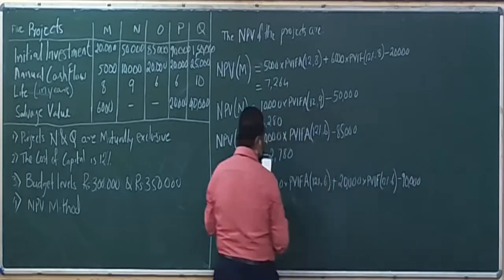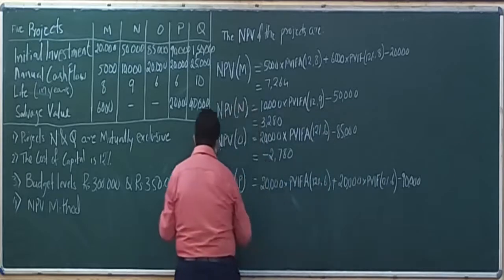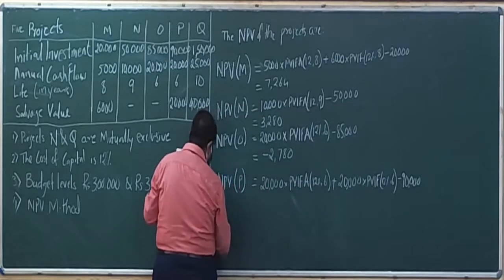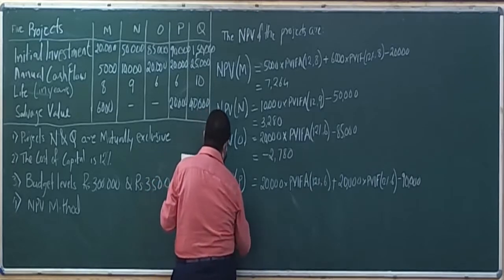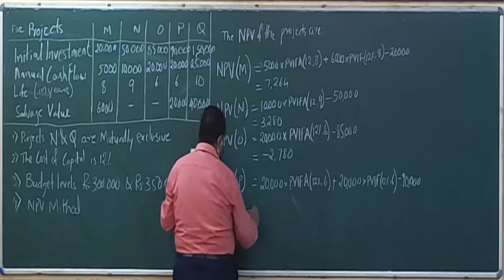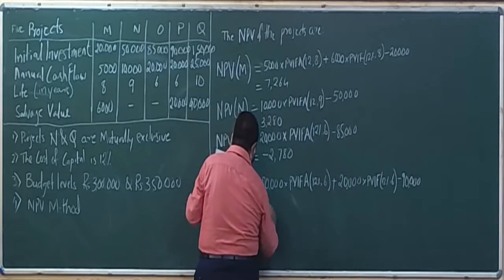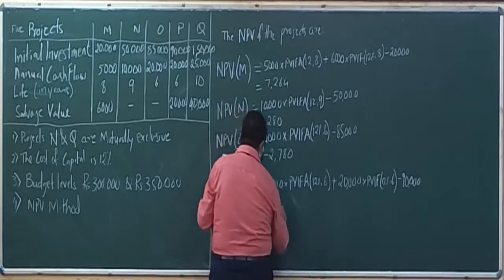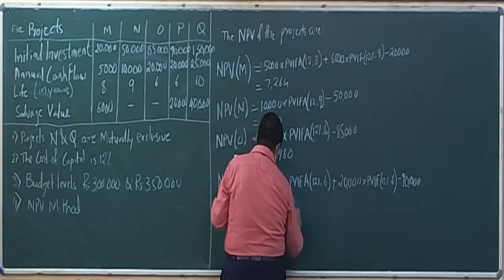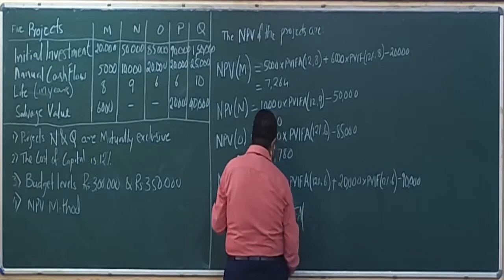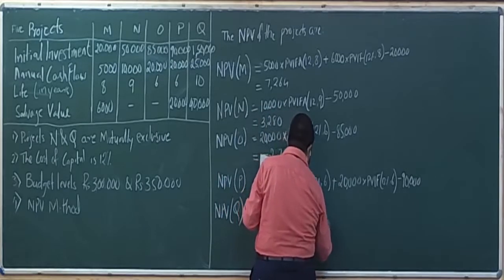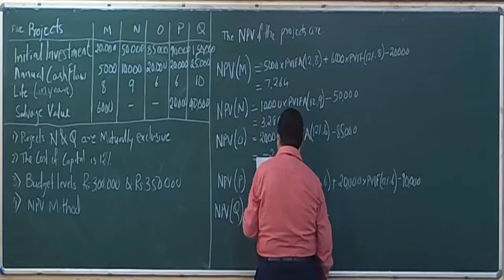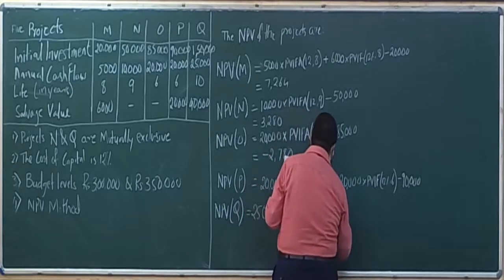Okay. And then the last project is project Q. NPV of project Q is equal to 25,000 into present value interest factor annuity at 12% for 10 years, plus there is a salvage value of 40,000 for this project.